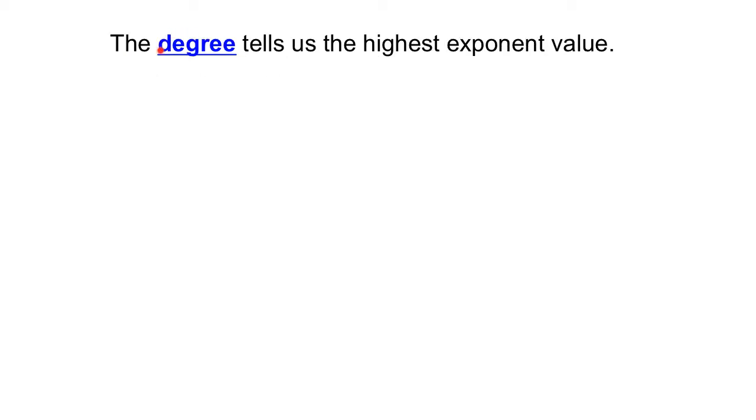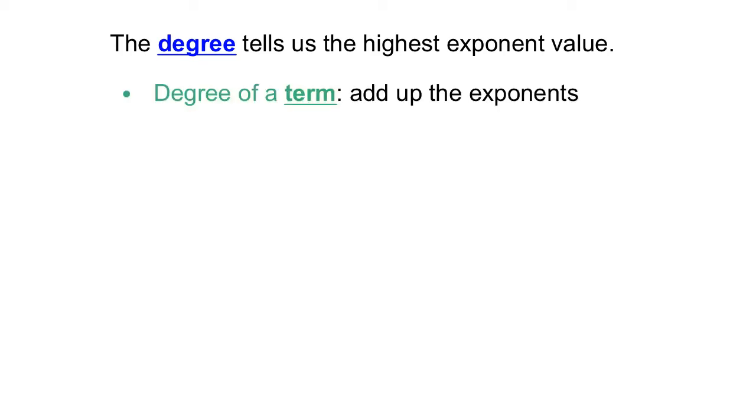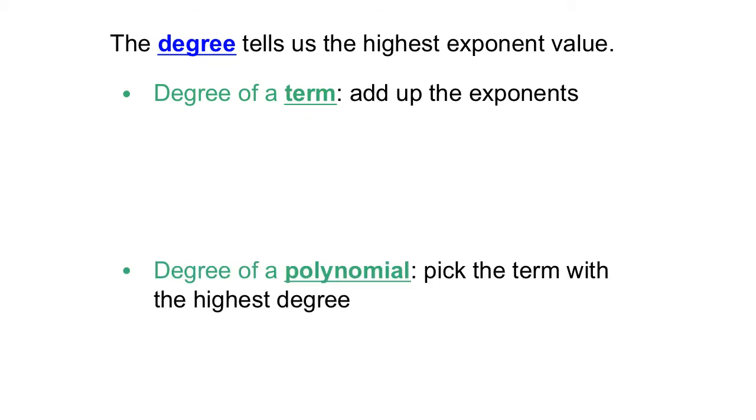There's something called a degree. So the degree tells us the highest exponent value. And there's two ways you can think about degree. The first way is to think of the degree of a term. The second way is to think of the degree of the entire polynomial. And to determine the degree of a term, you have to add up the exponents in the term. To find the degree of a polynomial, you have to pick the term with the highest degree. So this bears having some examples so that you can see what I'm talking about.